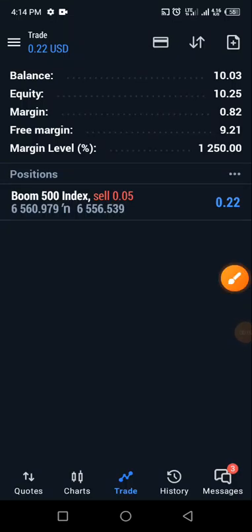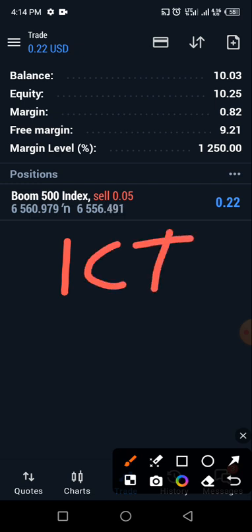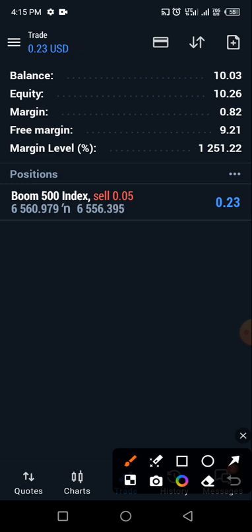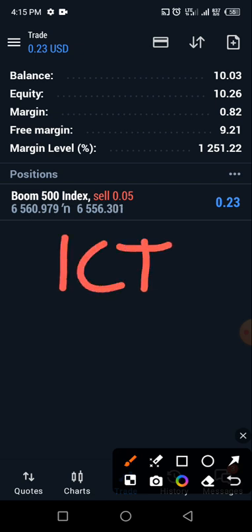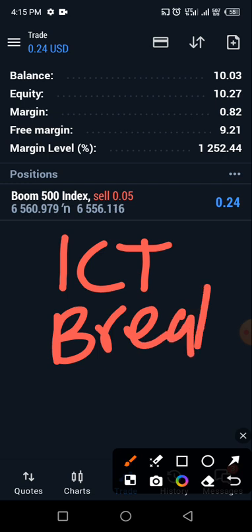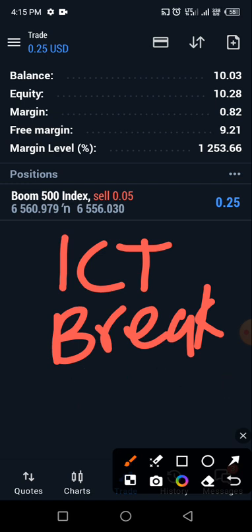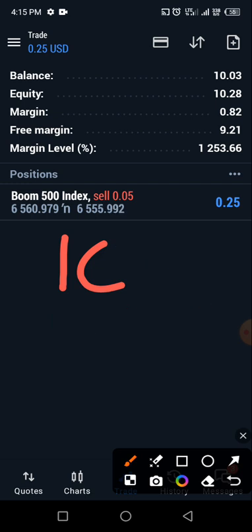In today's video we'll be looking at the ICT breaker block. We've been talking about the order block for quite a while now, but there is another concept that ICT usually teaches, which I'll be teaching and showing us how to make use of today. The breaker block is one of the powerful concepts outside the order block that we can use to take a trade for ourselves in the market.